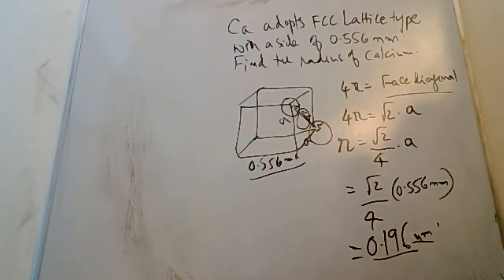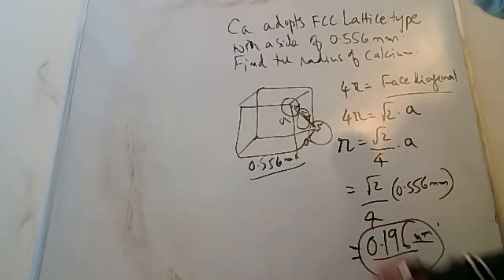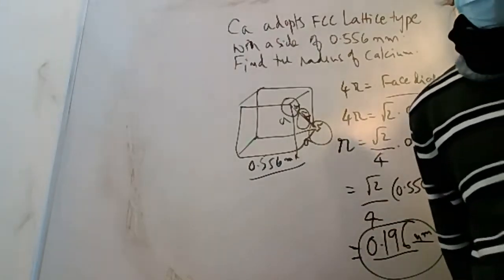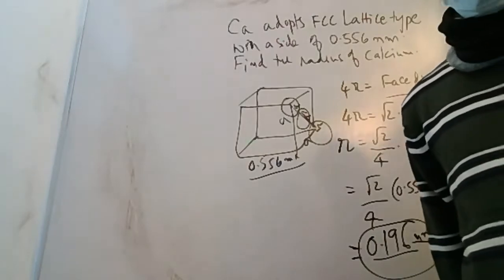I got the same. You got the same answer. So that's the correct answer. 0.196 nanometers is the radius of the calcium atom. Isn't it wonderful?